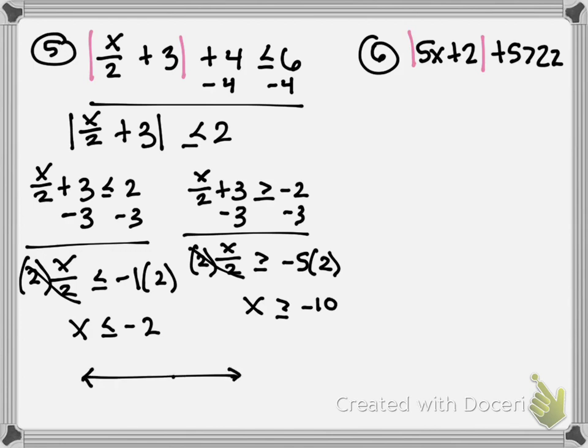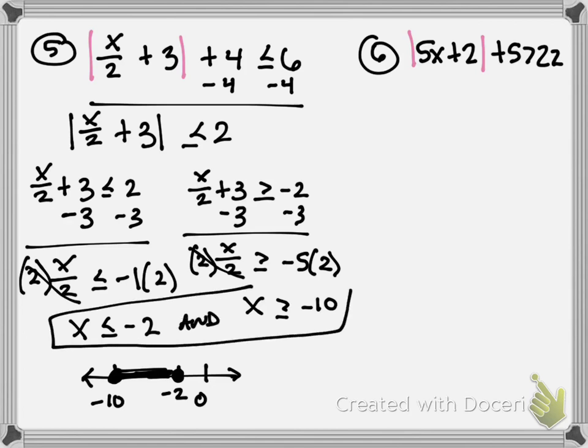All right, so 0, negative 2, negative 10. These are both going to be closed circles. I want x to be less than negative 2 but greater than negative 10, so I'm going to be shading between them, which makes this an and.